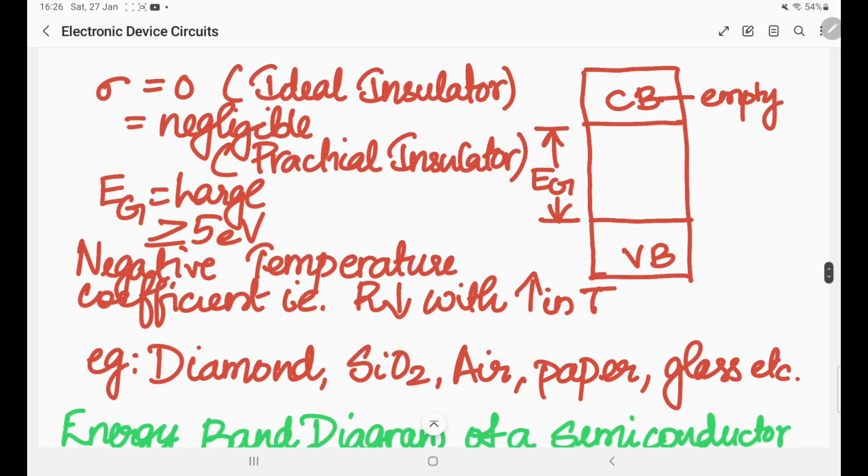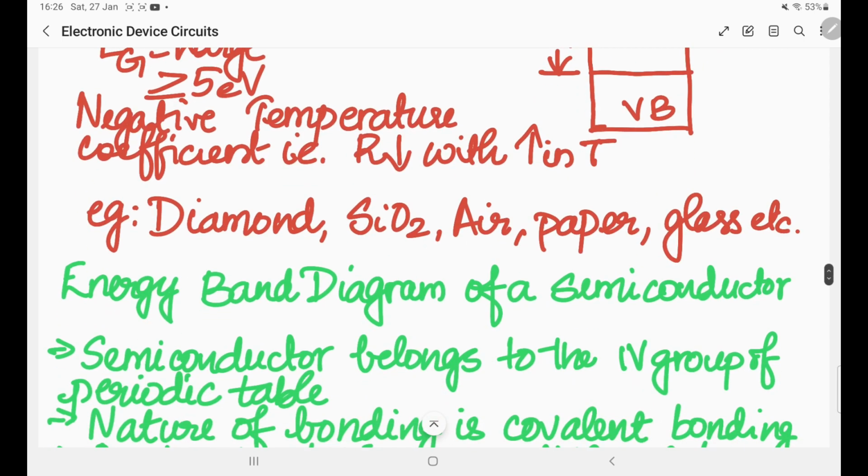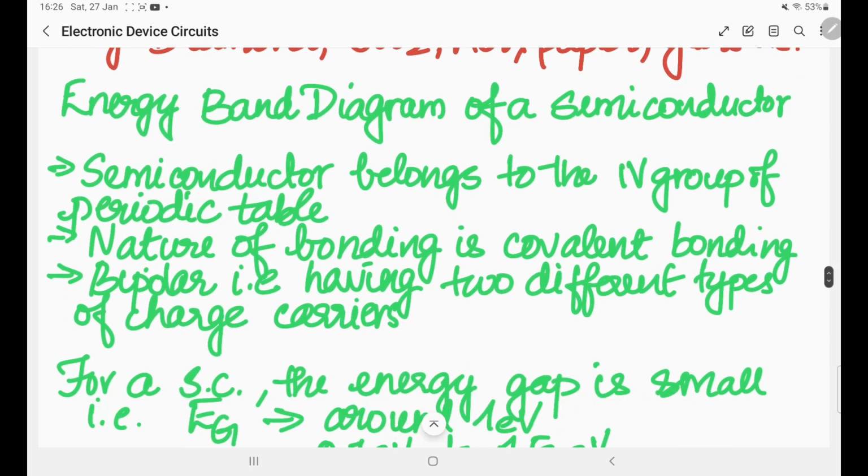For insulators, there is a negative temperature coefficient of resistance. That is, the resistance decreases with an increase in temperature. What are the examples of an insulator? Diamond, silicon oxide, air, paper, glass, etc. Okay, now let's understand the energy band diagram of a semiconductor.